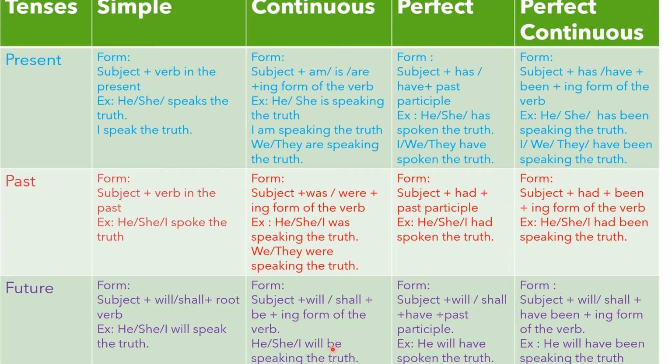So the be in the future remains be, but in the present it becomes am, is, are. In the past it is was and were. These are the be forms of the present and the past.